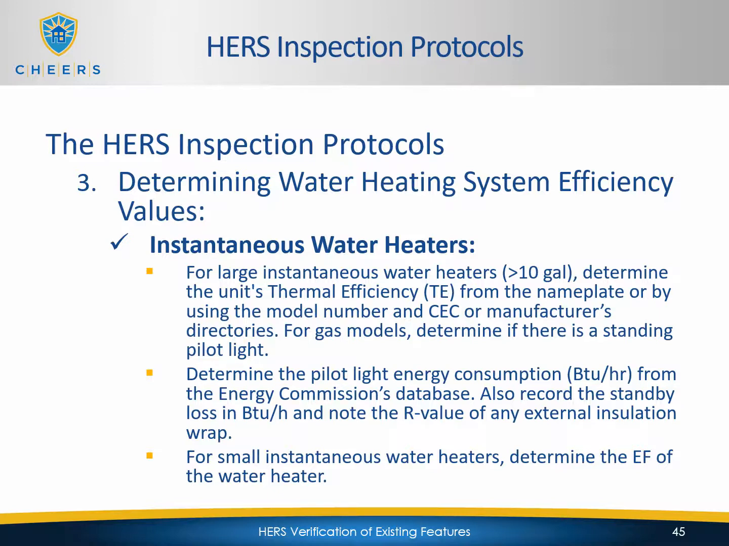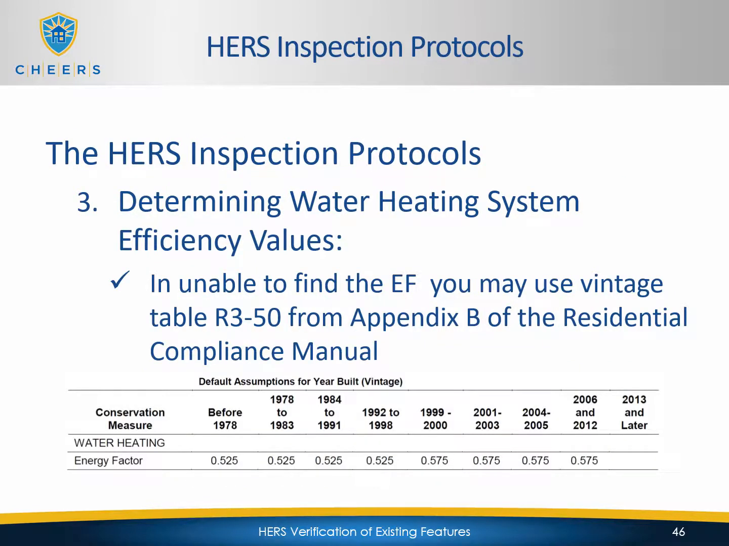For small instantaneous water heaters, determine the energy factor of the water heater. If unable to find the energy factor, you may use vintage table R3-50 from Appendix B of the Residential Compliance Manual, which you're seeing below right here. So again, just like you use the same type of table for the insulation, you can do the same thing for the energy factor if you cannot get it anywhere else. Just base the number on the age of the house and you're good to go.